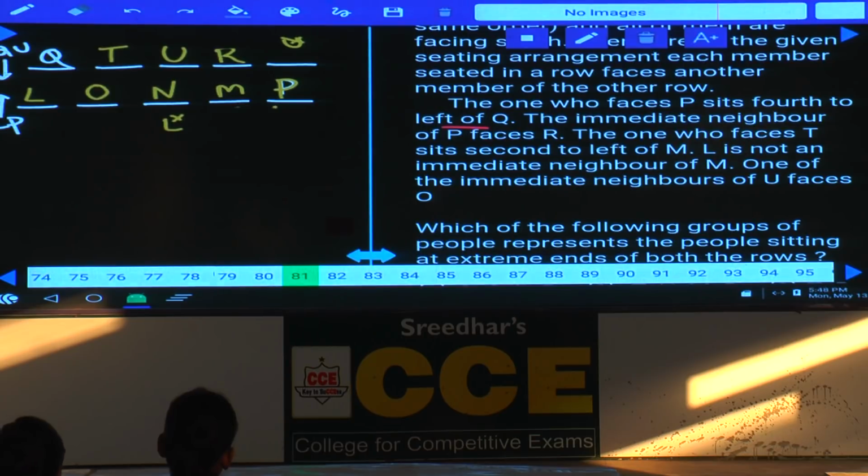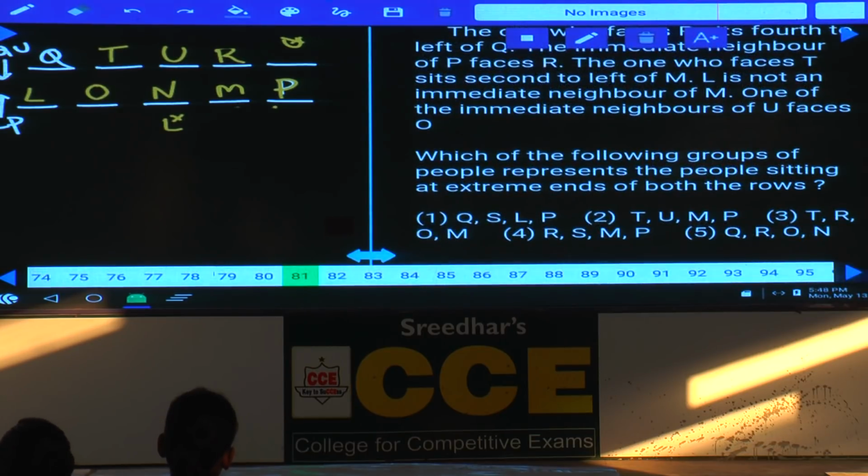Clear? Now here in this one we got it with the help of just one arrangement rather than two possible ways. There is only a single way in this one. Then which of the following groups of people represent the people seated at the extreme ends of both the rows? Extreme ends, then who is the person left over here? S is the person left over, S will be here. QSLP, QSLP, that is choice 1, 81.